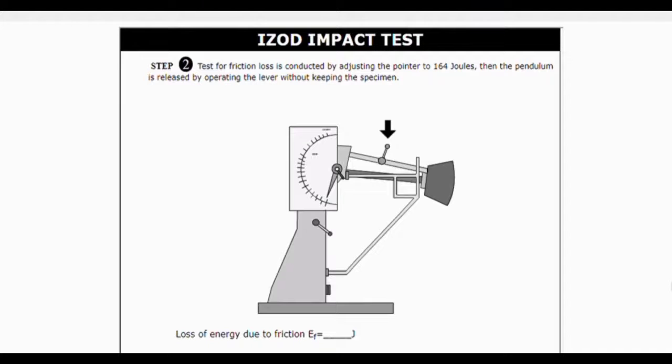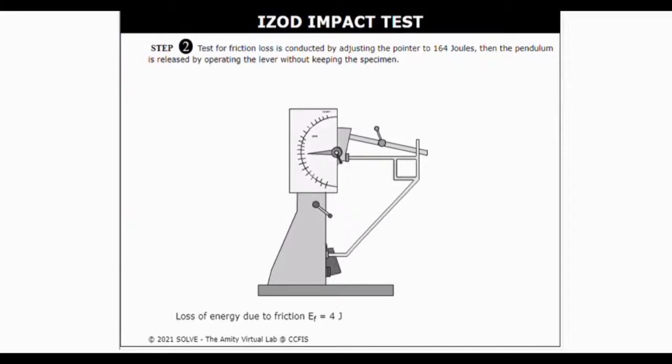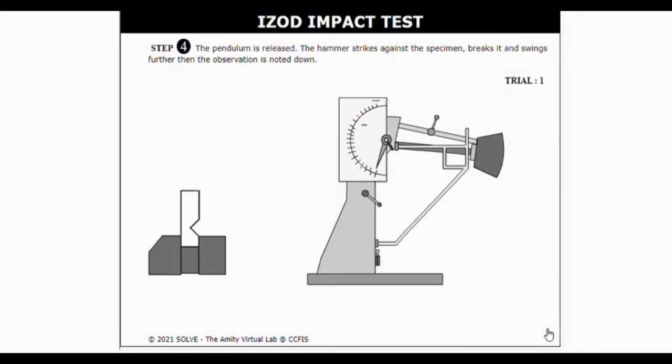We have to repeat the step 2 by using the mild steel. The joule will be same, 164 joules. Then the pendulum has to be released. So the loss of energy due to the friction for the mild steel will be 4 joule. Now will be the first trial using mild steel specimen.